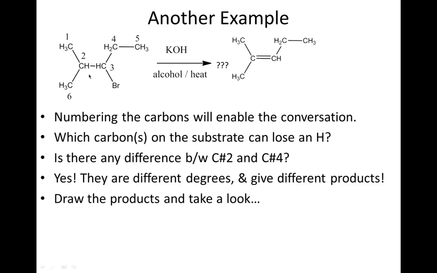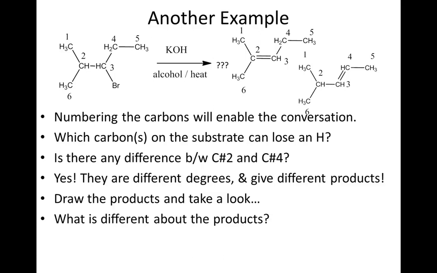So if we took away a hydrogen off of number 2 and the bromine from number 3, we would get this product. I put the numbers on there so you can kind of see that. Or if we take away the hydrogen from number 4 and the bromine from number 3, we get this product. And again, here are the numbers to help you keep track of that. Okay, so now we have these two products. And now there's another question. Are these products both equally likely to form?